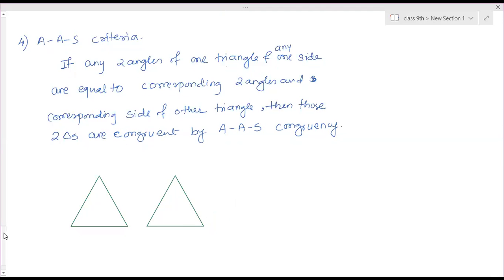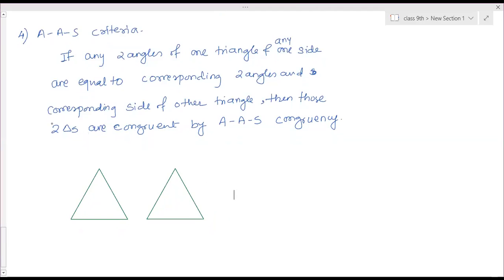If these two triangles are there, this is A, B, C, this is P, Q, R. Angle A is 50 degrees, angle B is 70 degrees, angle P is 50 degrees, angle Q is 70 degrees, and PR and AC are equal, 4 centimeters. Then any two corresponding angles are equal and one side is equal. Then the two triangles are congruent by AAS.